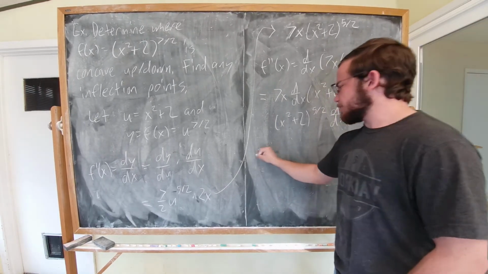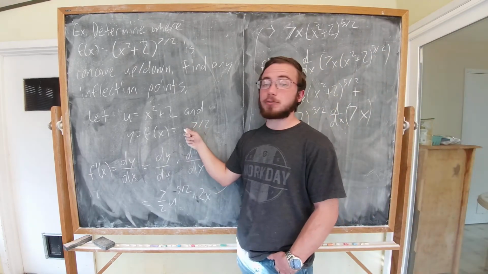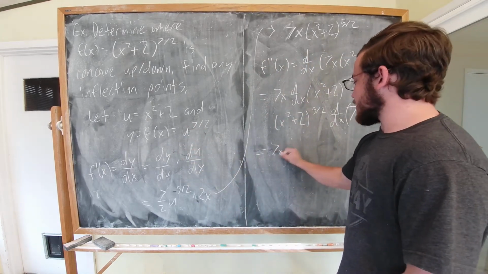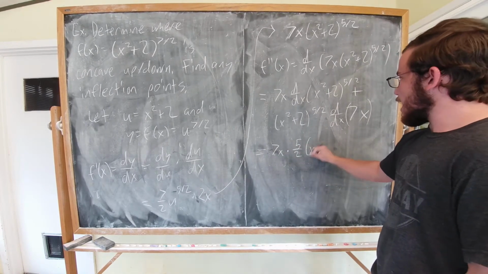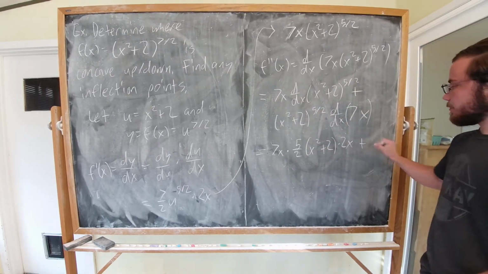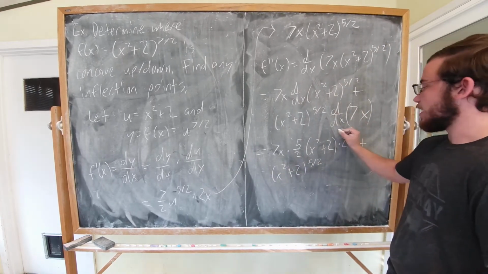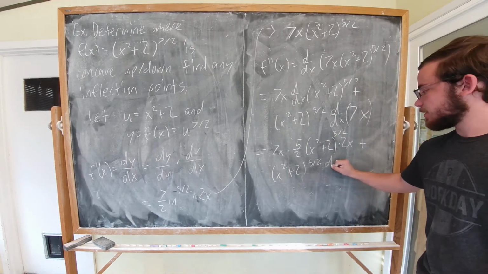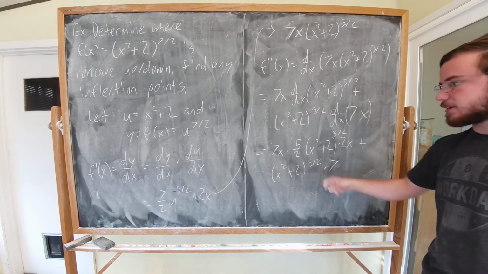Alright, computing those derivatives, you can do this one the exact same way as you did this one over here using the chain rule. Good exercise for you to check would be that this would be 7x times 5/2 (x squared plus 2) to the 3/2 times 2x, plus (x squared plus 2) to the 5/2 times 7. So, good step check. Make sure you can get from this step to this step.